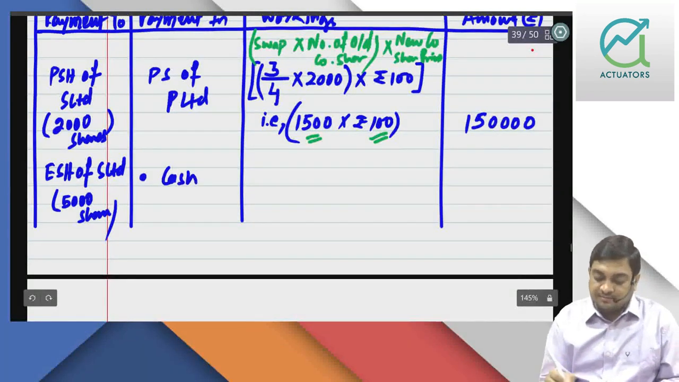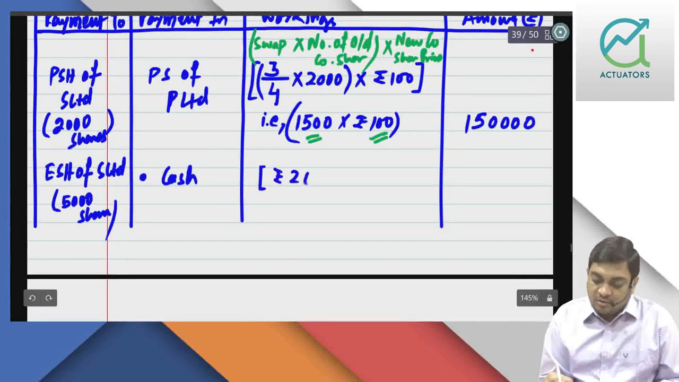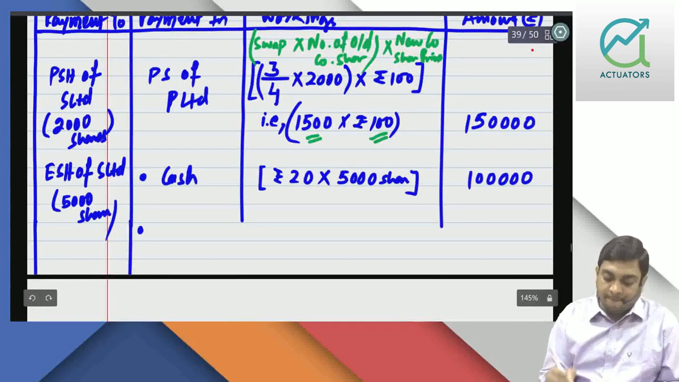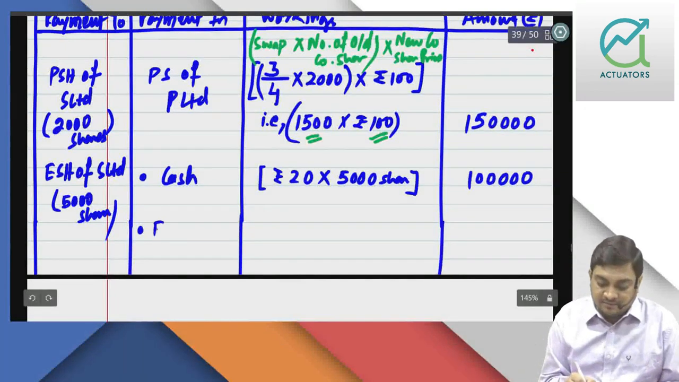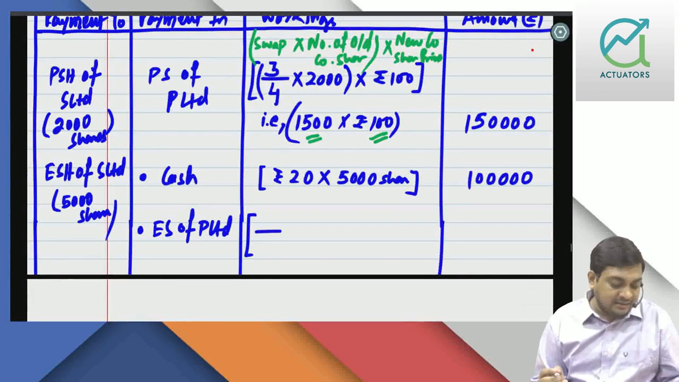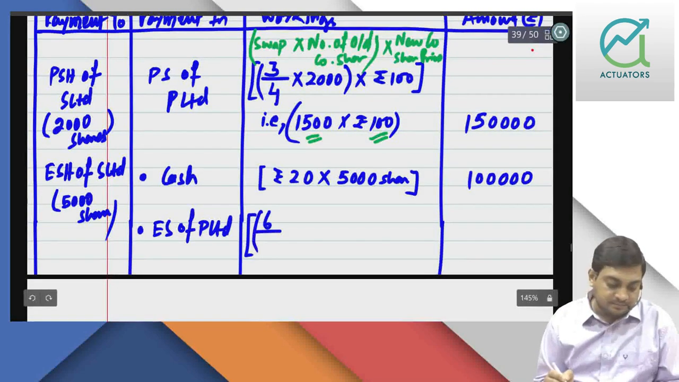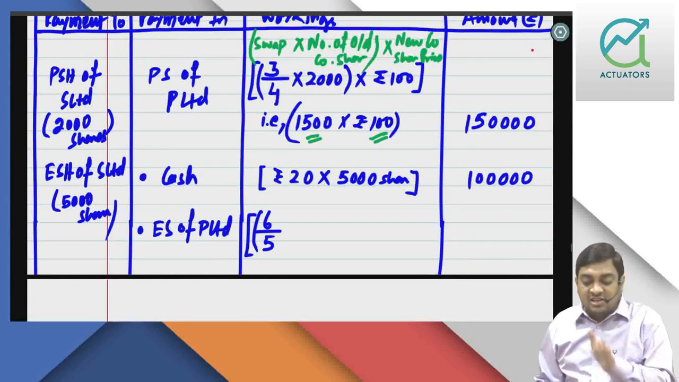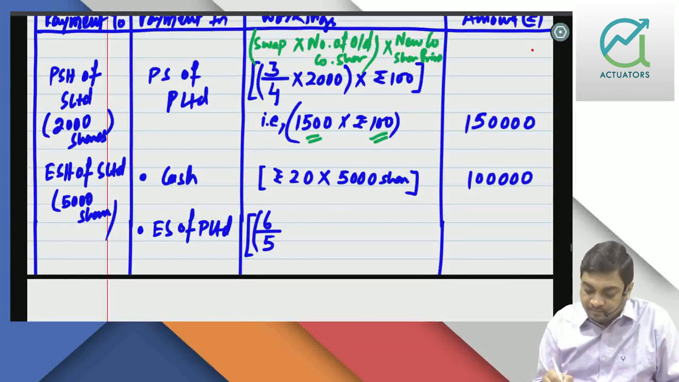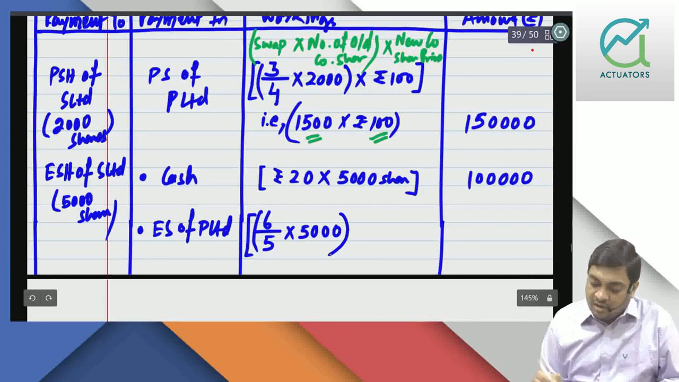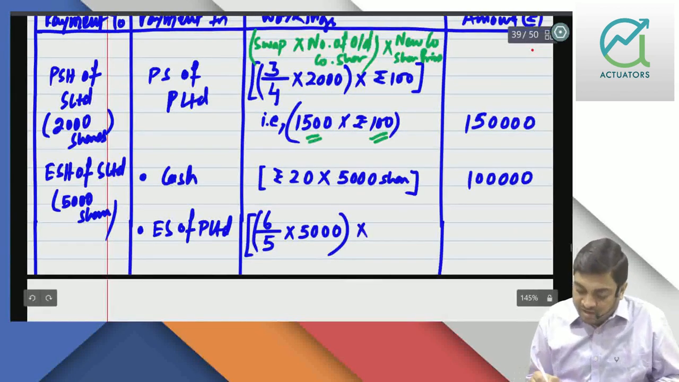They are getting first of all cash, that is 20 per share, and we are 5000 in number, that comes to 1 lakh. They are also getting shares, equity shares of P Limited. They will get 6 shares for every 5. First is 20 per share in cash, plus 6 shares for every 5, and number of shares of the old company, and what is the share issue price?